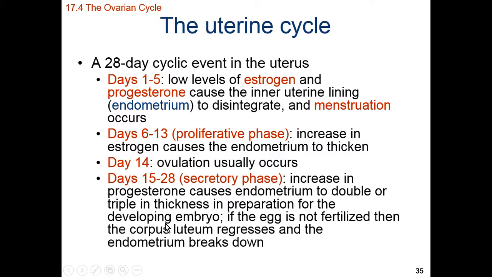If the egg is not fertilized and implanted, the corpus luteum is going to get smaller and smaller on the ovary, and there will be less and less estrogen and progesterone being released from the ovary, and that will cause the uterine cycle to reset.